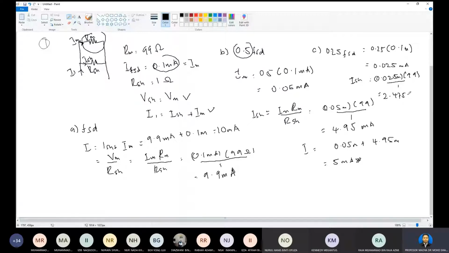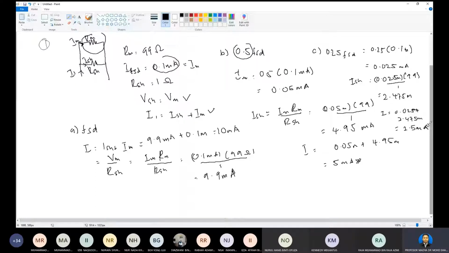is 2.475 milliampere. And then we have to calculate the I total: 0.025 plus 2.475 milliampere. Okay, this is milli. So the answer will be 2.5 milliampere. That is the solution for tutorial 2, question number 1.